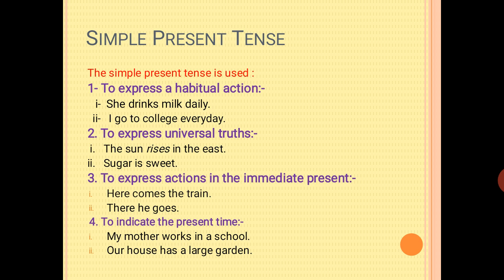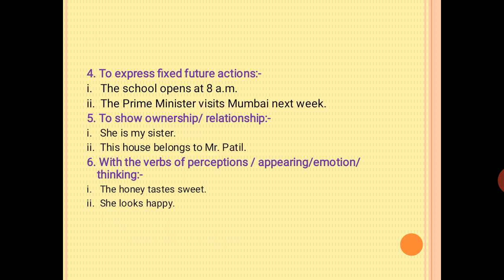The simple present tense is used to indicate the present time. My mother works in a school. Our house has a large garden. So in the present situation, my mother works in the school and our house has a large garden.